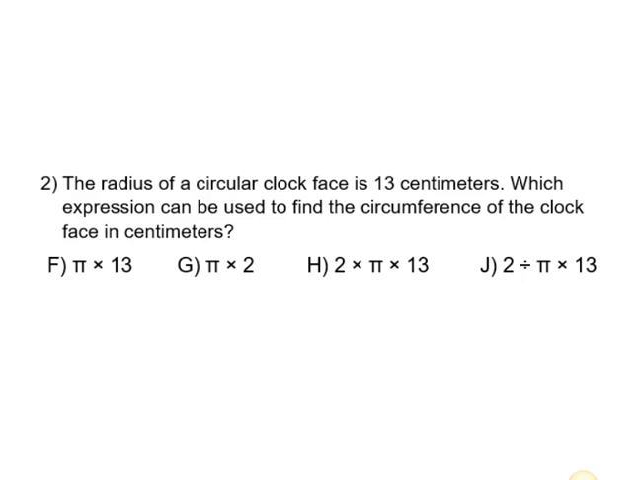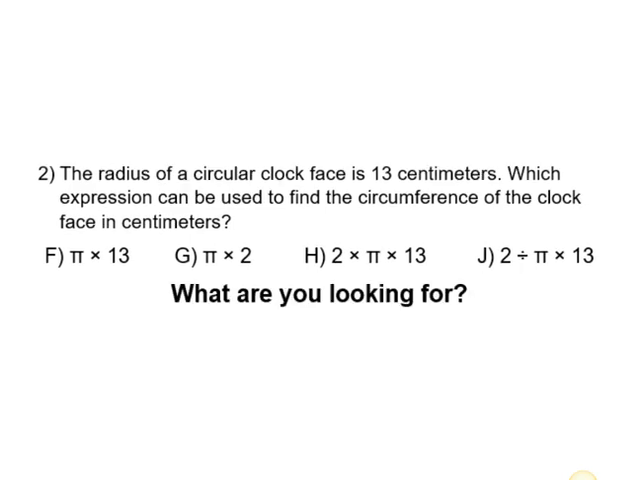The radius of a circular clock face is 13 centimeters. Which expression can be used to find the circumference of the clock face in centimeters? Our answer choices are the following: F, pi times 13; G, pi times 12; H, 2 times pi times 13; J, 2 divided by pi times 13.